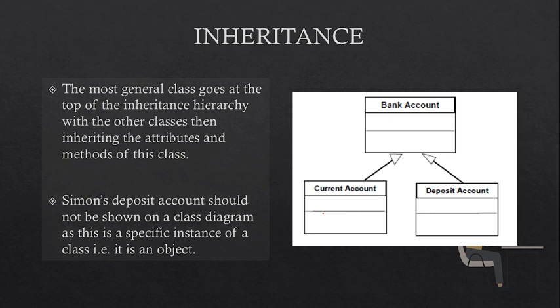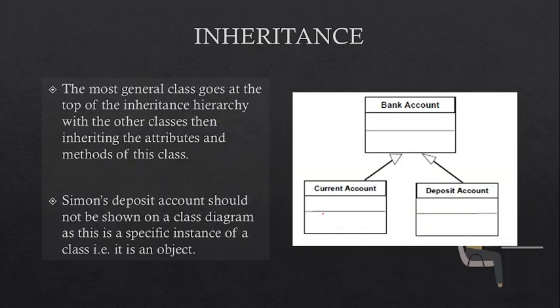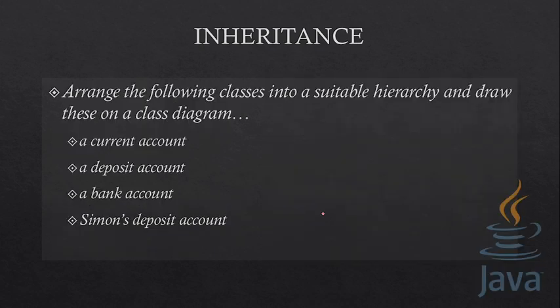So we say that bank account is a general type of account. So that can be your superclass, and then the current account and deposit account can be your subclasses. The most general class goes at the top of the inheritance hierarchy, while other classes inherit attributes and methods of this class. So what about Simon's deposit account? Is this a superclass or a subclass?